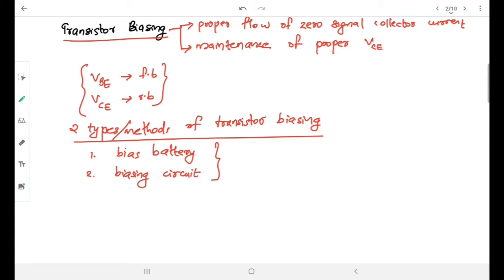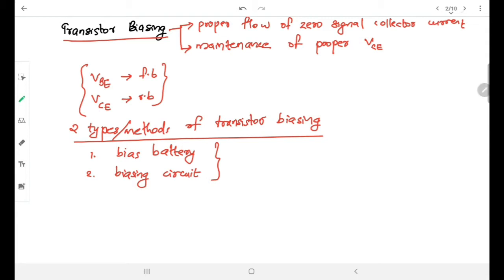Using either of these two methods, we can ensure that the input circuit is always forward biased and the output circuit is always reverse biased. Then the transistor will be in the active region, and the transistor can act as an amplifier and do faithful amplification. So this is about transistor biasing.